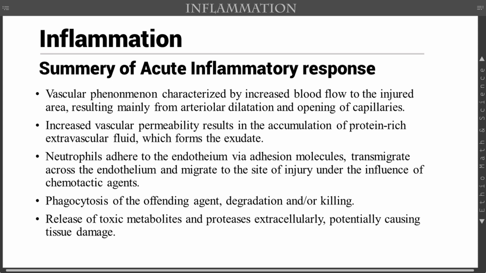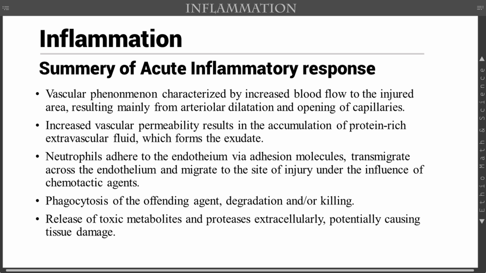Summary of the acute inflammatory response. Start with the vessels. Arterioles dilate and capillary beds open, increasing local blood flow, the blush of rubor and heat, largely under the influence of histamine and nitric oxide. Permeability rises, allowing protein-rich fluid to exit. What forms is an exudate, not a mere transudate. Hemoconcentration and stasis follow.